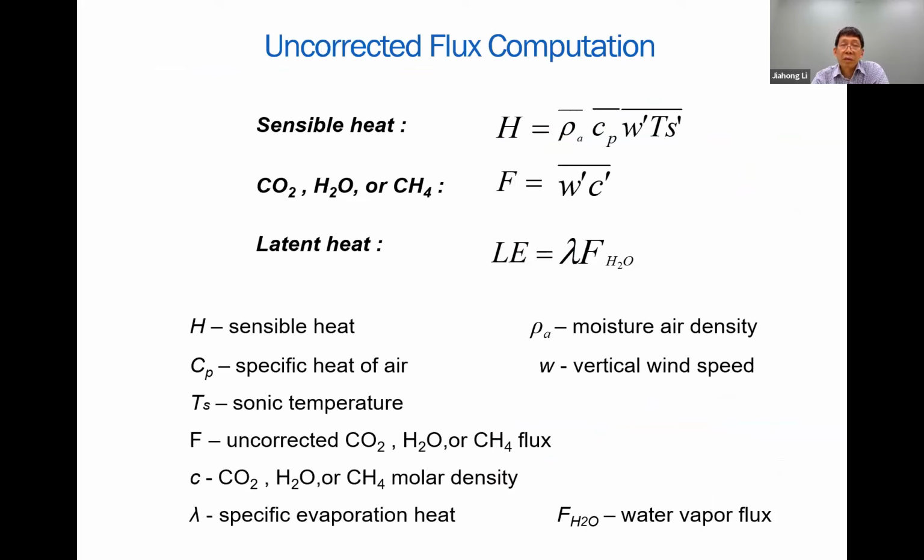Once the time delay is removed in the data, we can calculate the fluxes using the formulas you see here. But the results we got are not accurate due to some problems with the formulas. For example, sensible heat flux should be calculated using air temperature rather than sonic temperature you see here. CO2, water, or methane flux should be calculated using mixing ratio rather than density you see here. So we have to take actions to correct these errors.